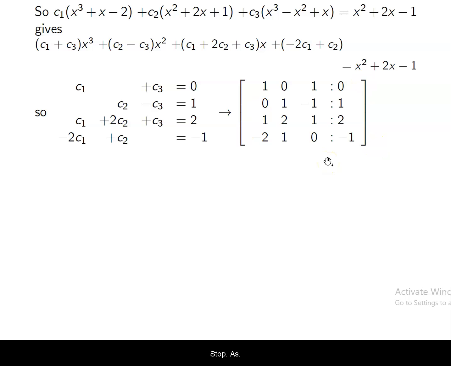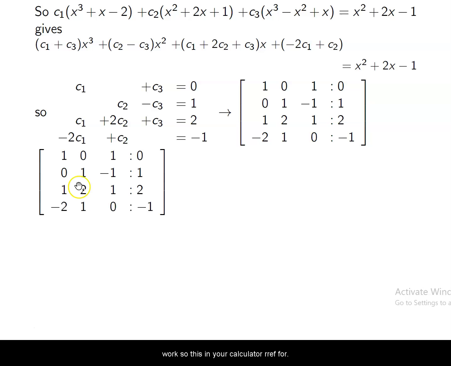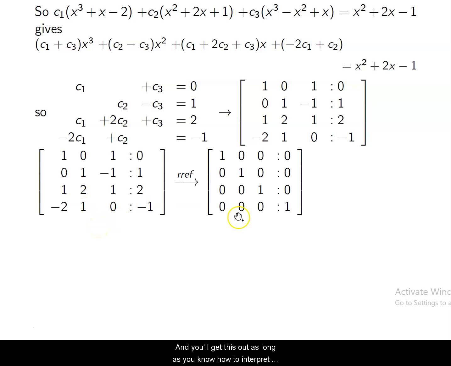So as we've stated before, you guys already know how to do all your row operations, so you don't have to show me that work. Just throw this in your calculator, RREF form, right? And you will get this out. Okay, so as long as you know how to interpret this matrix, we're fine. Well, it says that nothing is equal to 1. That's an inconsistency. That means that this isn't going to work out.